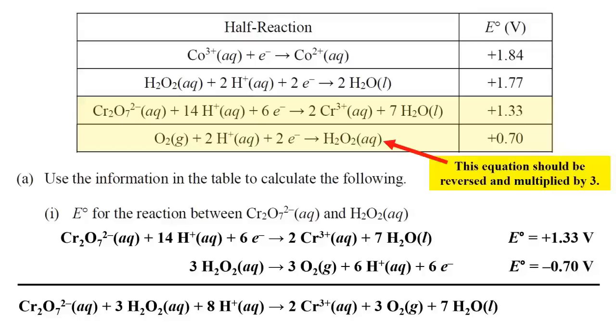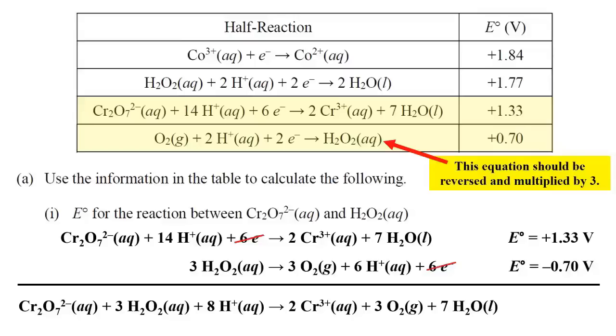The sign of the cell potential did get changed from positive 0.70 volts to negative 0.70 volts. But I did not multiply the cell potential by 3 when I multiplied the coefficients by 3. All right, let's confirm that when these two half reactions are added together, they will give us the overall equation for this titration that we were given. So I can see that I have 6 electrons on the left and 6 electrons on the right, so I'm going to cross those off.